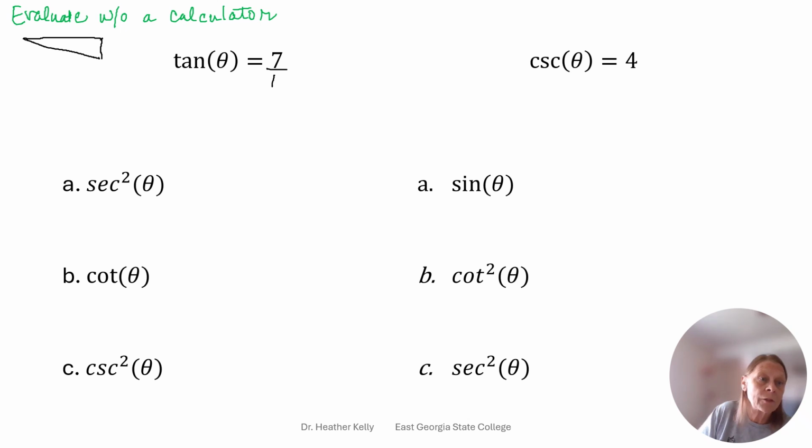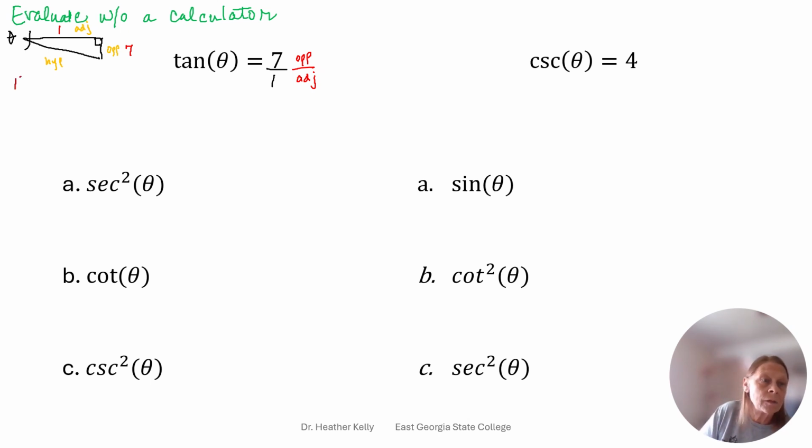A really crappy triangle, but it's a triangle and that's all that matters. And I got my important stuff here. This is going to be my opposite, my hypotenuse, my adjacent, and then let's put in our values here. We have our tangent is opposite over adjacent. So we've got 7 and 1. So let's figure that out real quick.